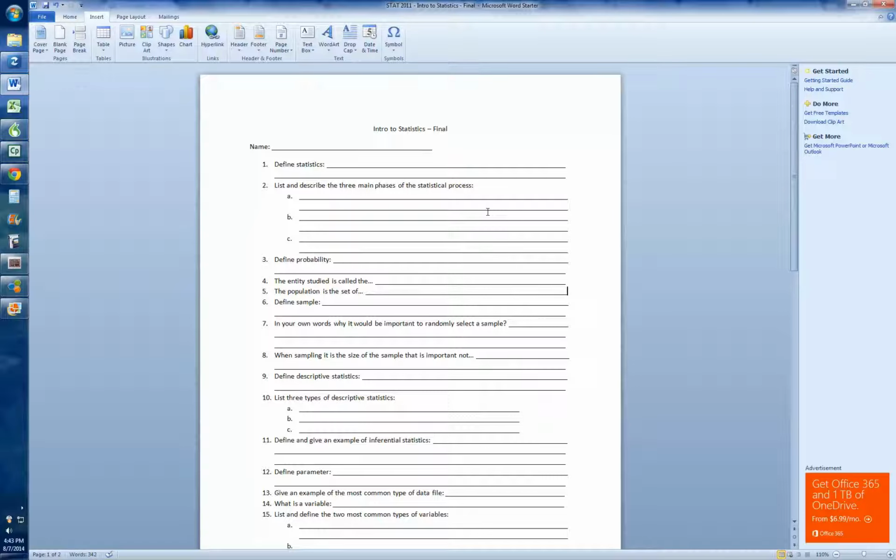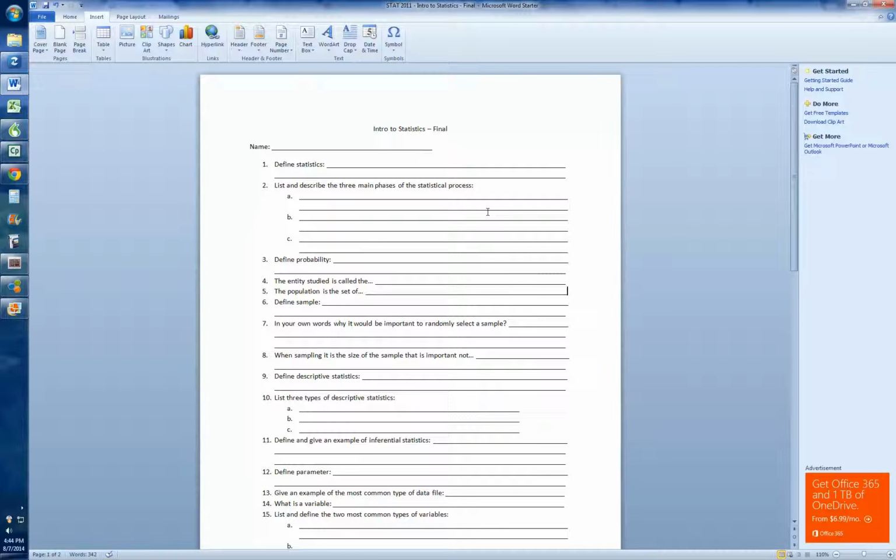Right? So number six, define sample. Right? The sample is the members of the population that are being studied. The members of the population being studied. Number seven, in your own words, why would it be important to randomly select a sample? So I'm going to leave that one up to you. Go back in and think about that. Why would it be important to randomly select your sample? I did give you that in one of the videos.